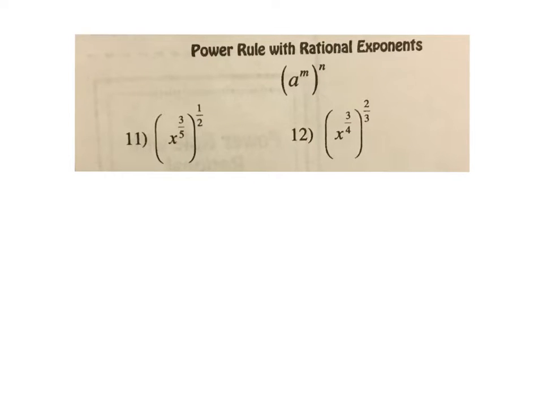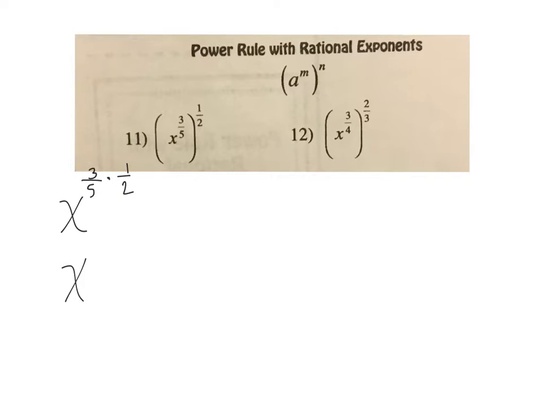Now we're raising a power to a power. What is the rule for raising a power to a power? Multiply the exponents. Now some of you who have not known your rules for whole number exponents, now would be the time to learn them. Raising a power to a power, you multiply the exponents. So in number 11, what are we going to write down? X raised to the 3/5 times 1/2.